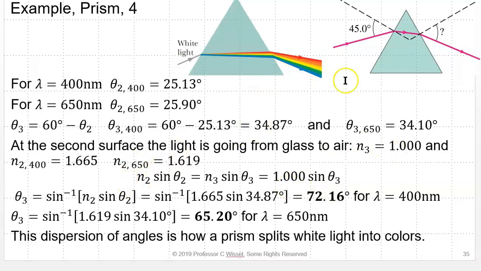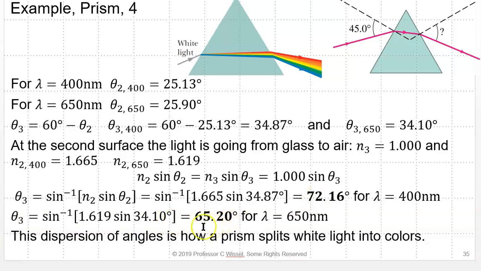Now, at the second surface, the light is going from glass to air. So N3 is 1, N2 at 400 is 1.665, and N2 at 650 is 1.619. We have N2 sine theta 2 equals N3 sine theta 3, and of course, N3 is 1, so that really simplifies things. Theta 3 is now the inverse sine of N2 sine theta 2. For 400 nanometers, we plug in its N2 and its angle, being careful with this, and it ends up at 72.16 degrees. Similarly, we do the same thing for the 650 nanometer light, and we wind up at 65.20.